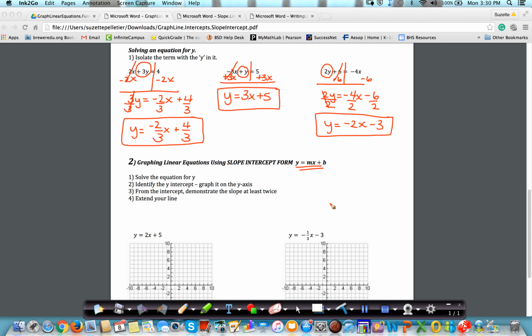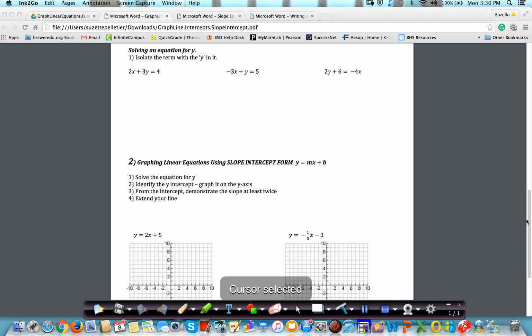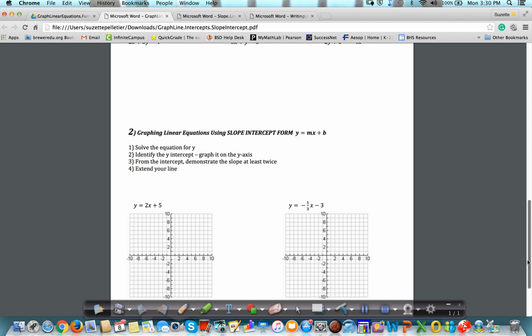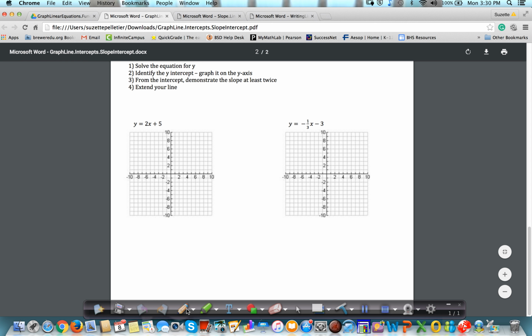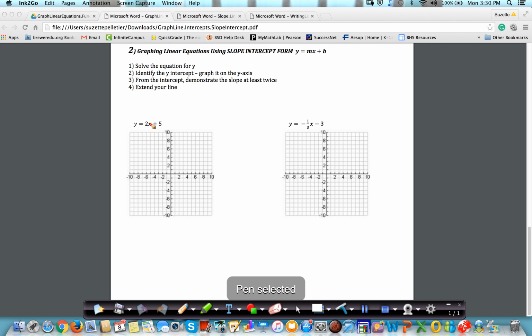Okay. Now we're going to put that into practice. We're going to use that strategy to help us graph lines in slope-intercept form. So we're going to do these two examples. First, solve the equation for y. So lucky for us, done. y equals 2x plus 5 is already all solved. Identify the y-intercept. So this term at the end is always the intercept. That means it crosses the y-axis at +5.